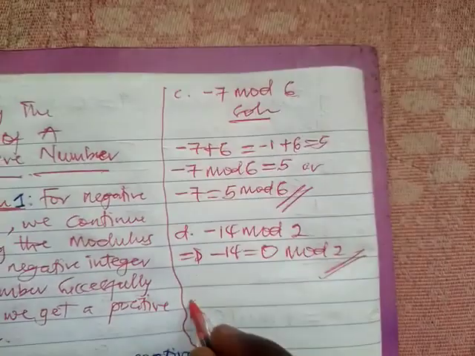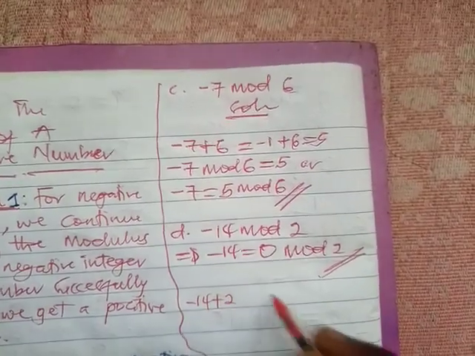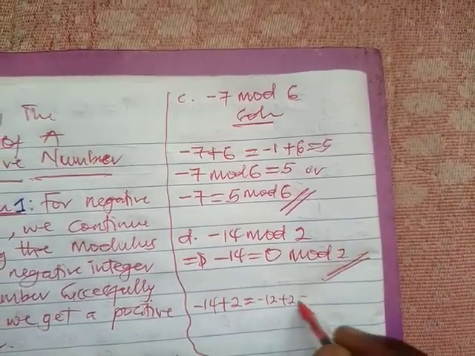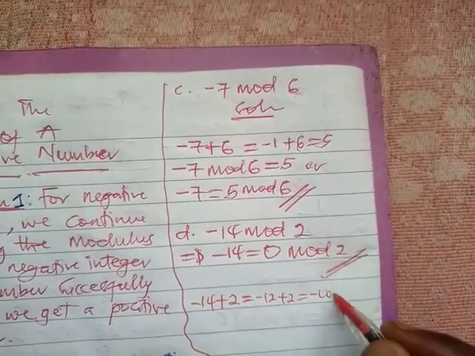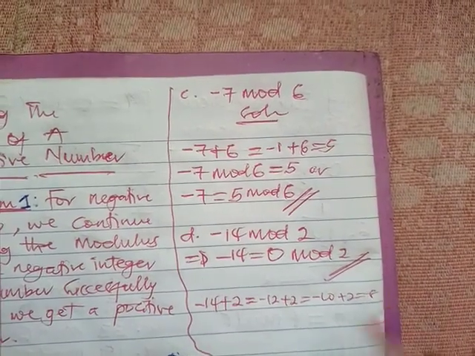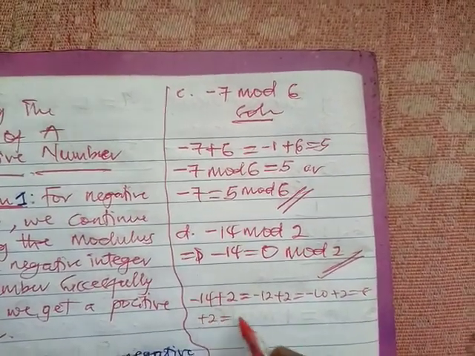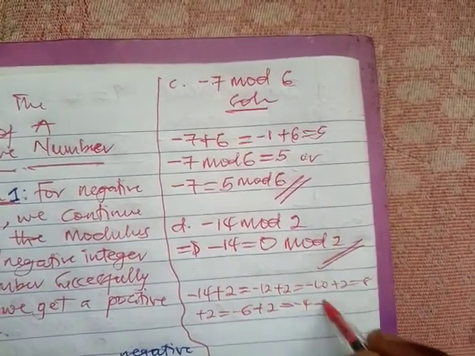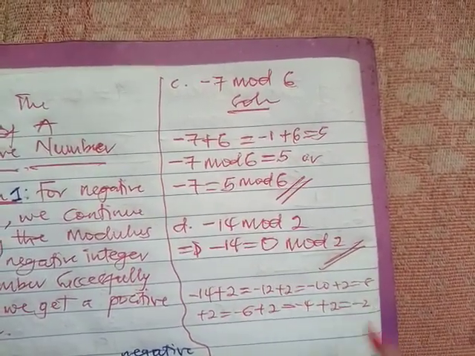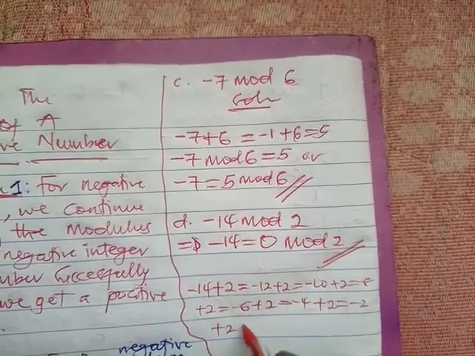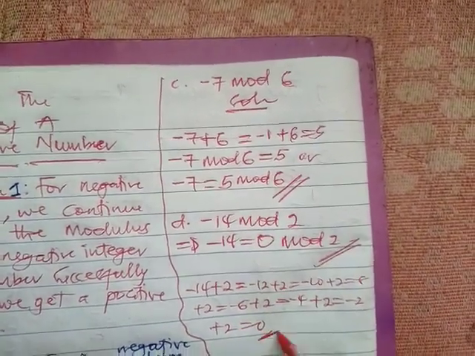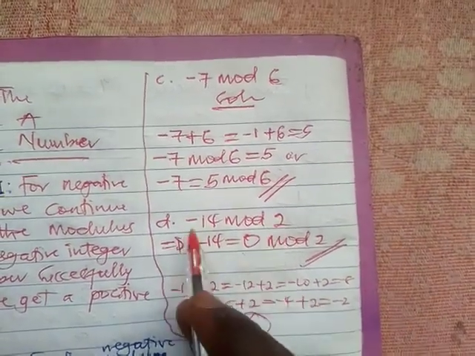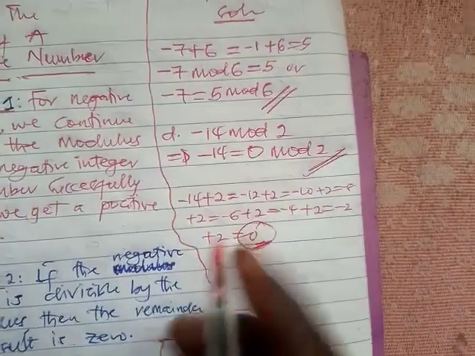So -14 plus 2, you get -12, and add 2 again, you get -10, add 2, you get -8, add 2, you get -6, add 2, you get -4, add 2, you get -2, add 2, you get 0. So the answer becomes 0. Since 2 can go into 14, we have 0 here.